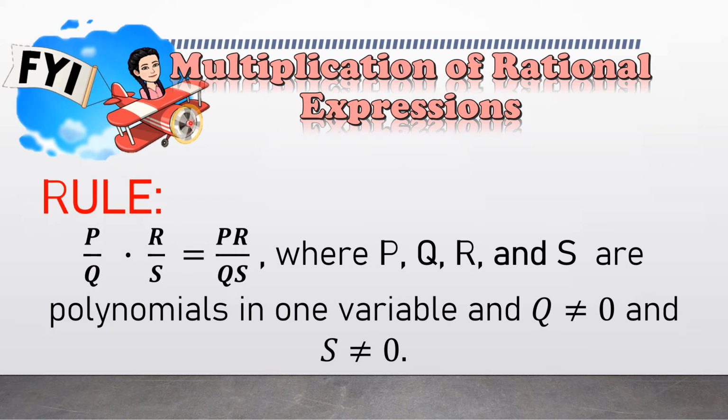Here is the rule in multiplying rational expressions. P over Q times R over S is equal to PR over QS, where P, Q, R, and S are polynomials in one variable, and Q is not equal to 0 and S is not equal to 0.